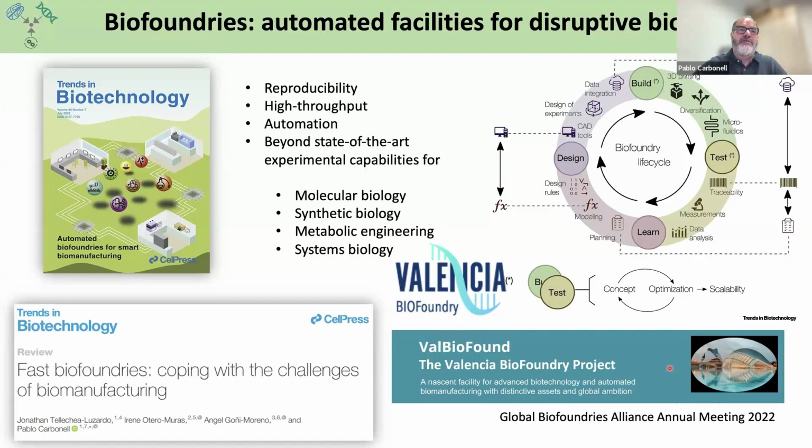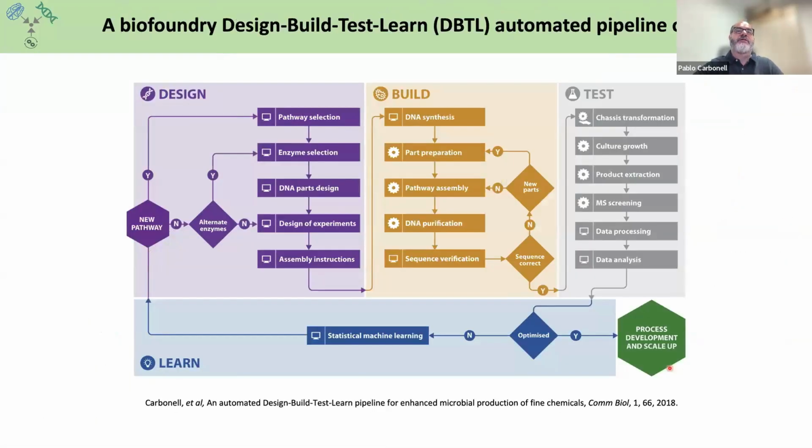Basically, what you will find in all of these facilities is this pipeline or workflow that you see here. It was published a few years ago, but still is quite valid when we talk about the DBTL cycle, which is the one that is central for biomanufacturing. So basically, you go through different stages in the design, starting by the product or material that you want to produce.